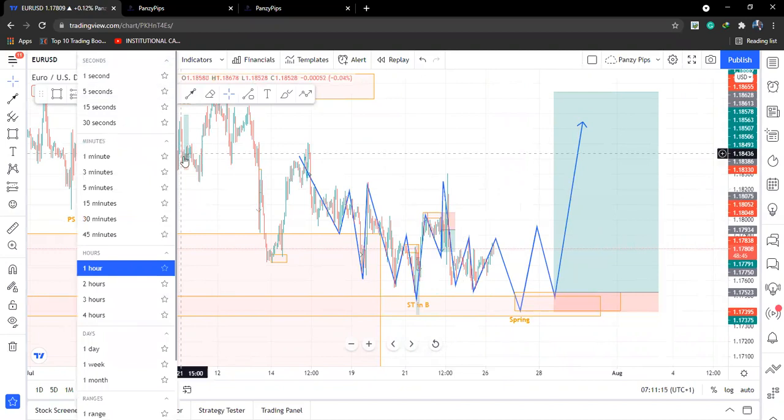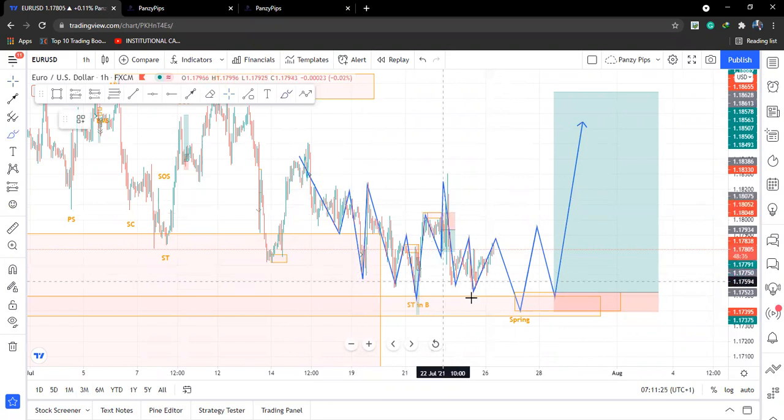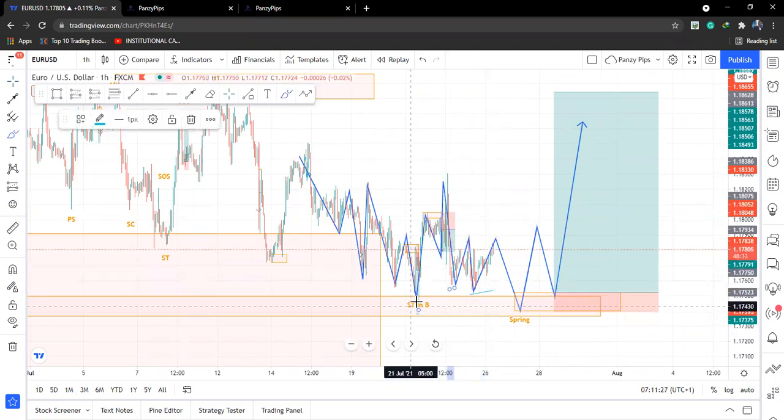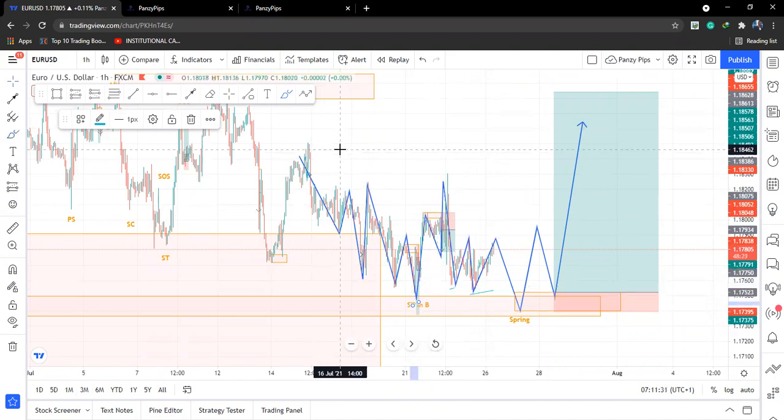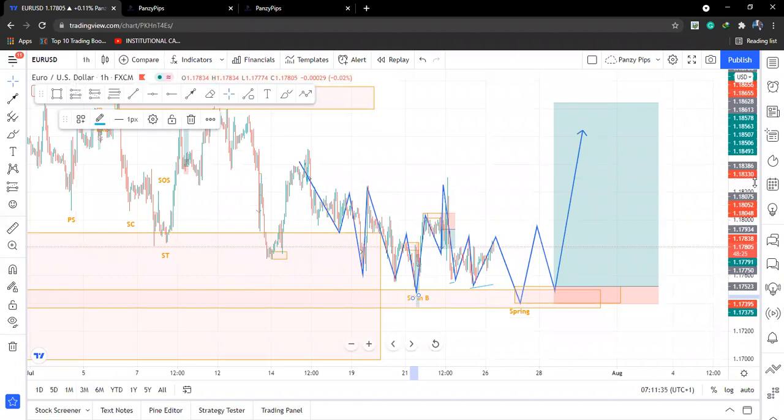Okay. If I was to go to 15 minutes, I don't need to go lower. Let's wait for this down move. Once you get this down move to clear out liquidity below all of these lows, then we would know that we are ready to start looking for a possible entry. Okay, so that's the Euro-US dollar.